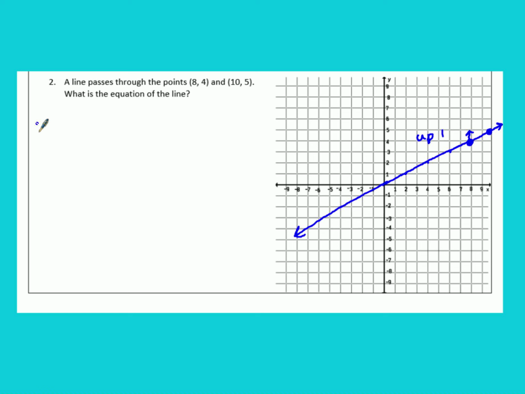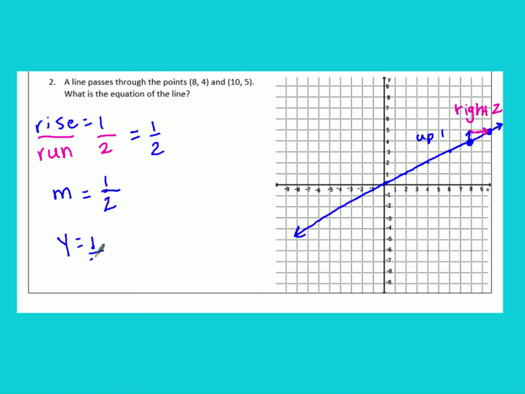So the rise here is 1. Our run is how far we have to move horizontally. We have to go over 1, 2 boxes to the right. So that's right 2. So our run is 2. Now, this is just 1 over 2. You could simplify it to 0.5 if you want, but I'm just going to keep it in a fraction there. So that means our slope, or our m value, is equal to 1/2 here. And then to fill in our y equals mx form, we have y equals 1/2 x.